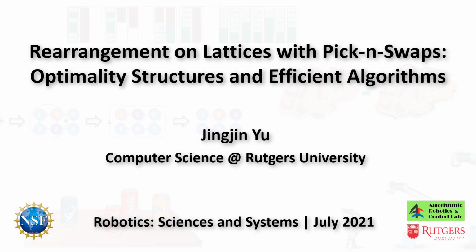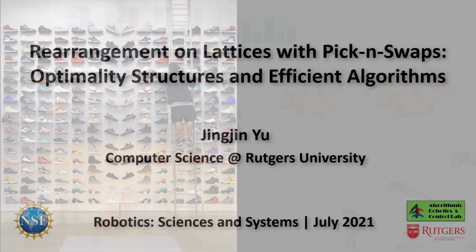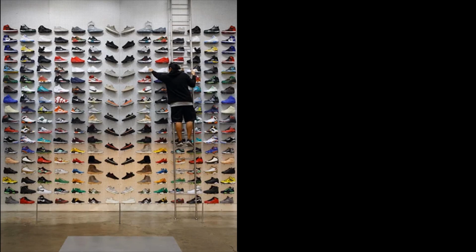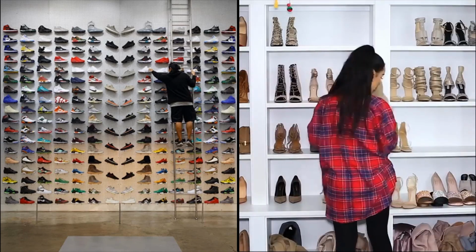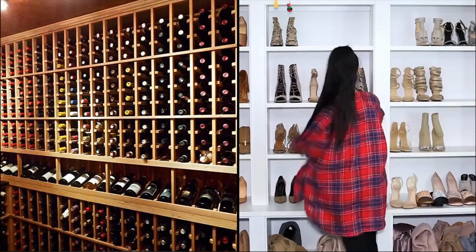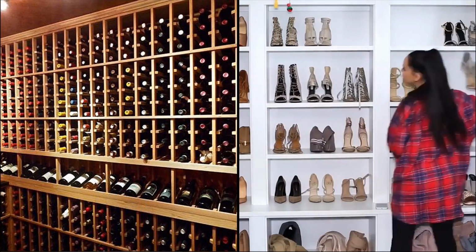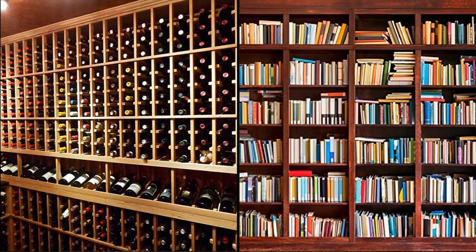In this study, we examine a class of rearrangement problems where items to be sorted are stored in a lattice-like storage. The setting frequently appears in our daily lives. For example, arranging shoe displays at stores, the seasonal adjustment of a shoe collection, organizing a wine cellar, or alphabetizing books on bookshelves.